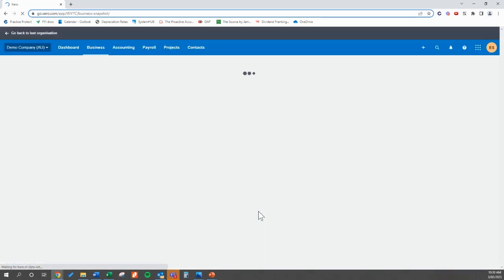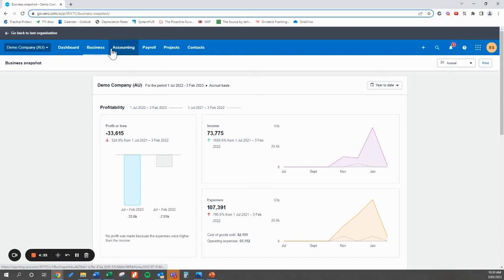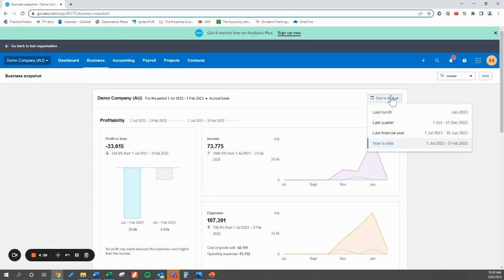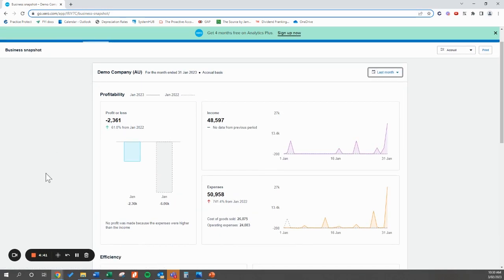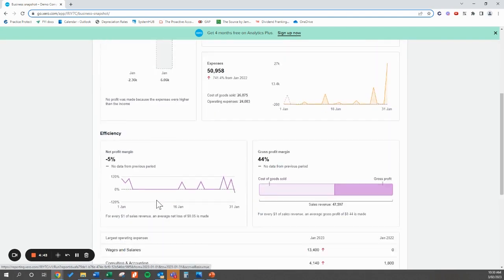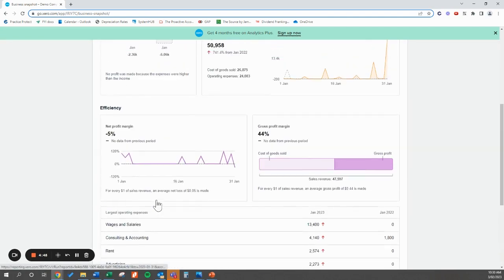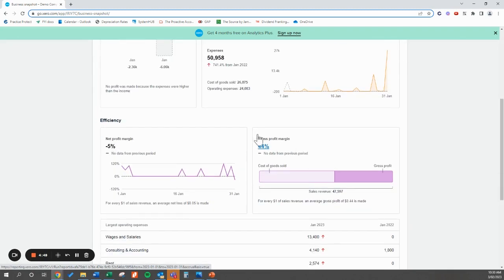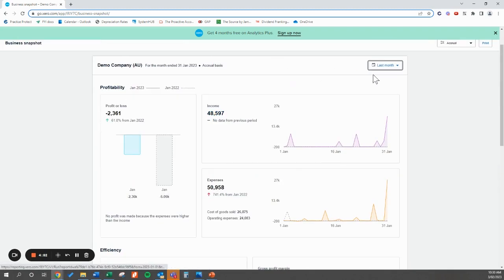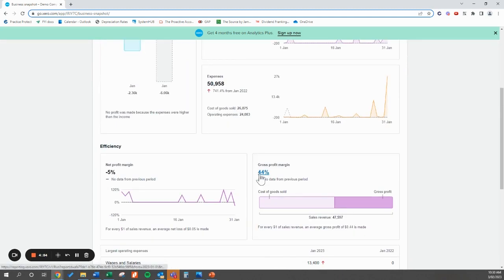Rather than doing that calculation manually like I just showed you, and again, it's really important to know how to do that, you can actually run your business snapshot. You can do it for whatever date period you like. You can't actually compare it like you can with the profit and loss, though it does show you some comparatives. But you can go down and it will calculate your gross profit margin. Have I gone too far? Here you go. As you can see here, gross profit margin for last month is 44%, which is what we calculated ourselves anyway.